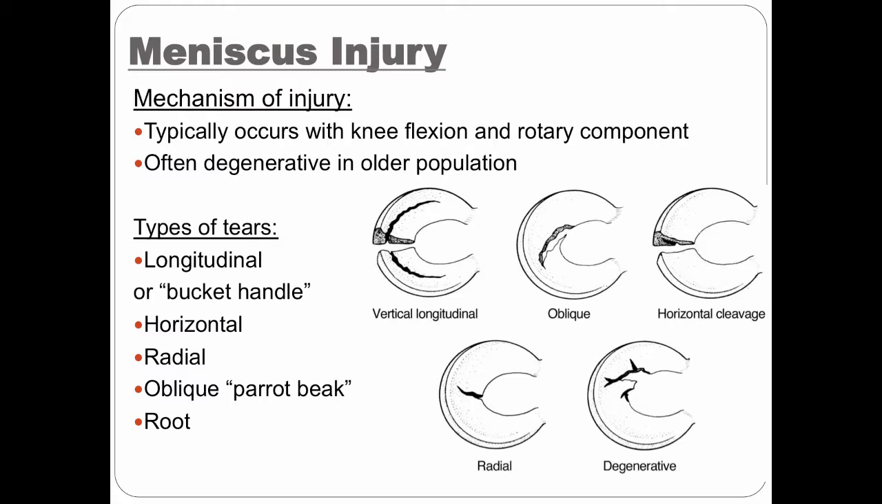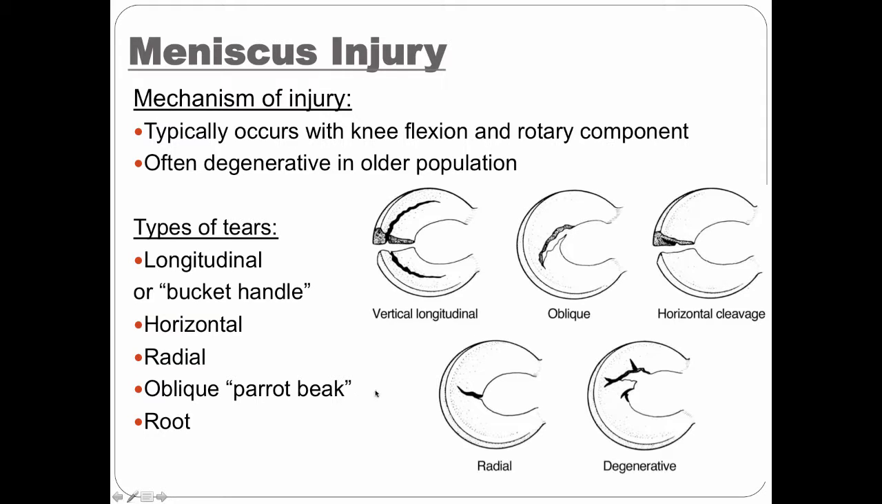We used to see those people a lot where they just go in and clean up the knee, and they really did poorly, and we just don't see those anymore. So you can have a longitudinal tear or a bucket handle. You can have a horizontal tear. You can have a radial tear. You can have an oblique or parrot beak. You can see the parrot beak there.